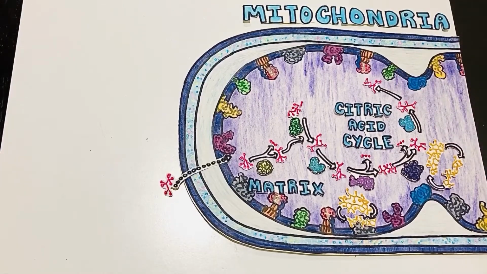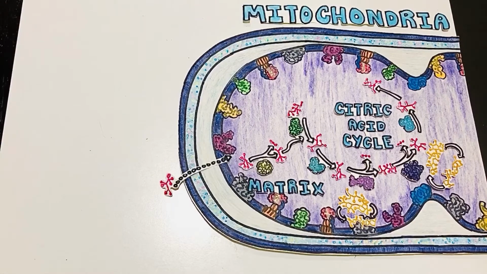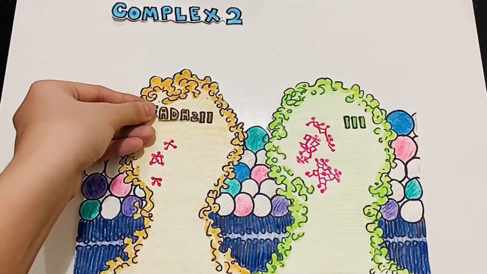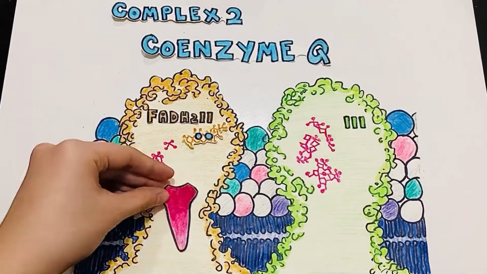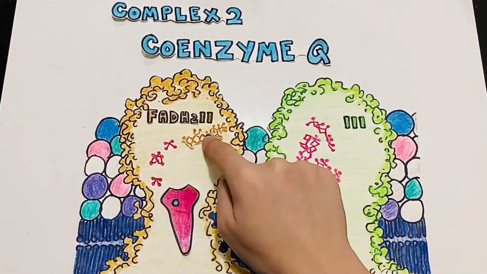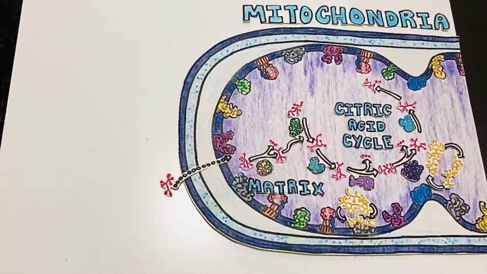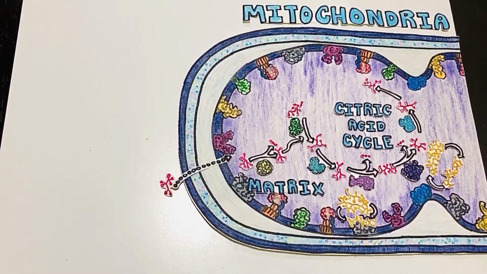Unlike all the other enzymes in the citric acid cycle, succinate dehydrogenase is embedded in the inner mitochondrial membrane and is also a component of the electron transport chain, in which it is called complex 2. As complex 2 oxidizes succinate, it receives 2 electrons that will ultimately be passed on to coenzyme Q, which in turn will deliver its electrons to complex 3. Another interesting aspect of complex 2 is that it uses FAD rather than NAD+ to accept electrons.